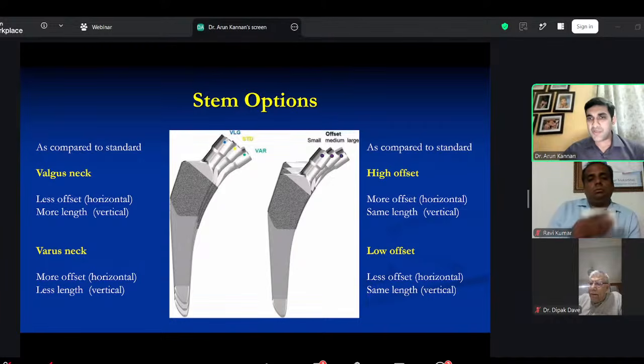On the right, you have a different kind of offset adjustment. If you have a high offset stem, there is more offset, but the length is the same. You can see the purple heads are all at the same vertical level. If you have a low offset stem, then there is less offset, but again, the length is maintained. So we must know about these stem options.